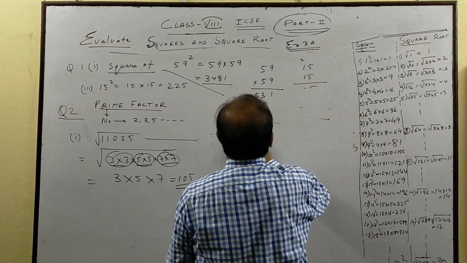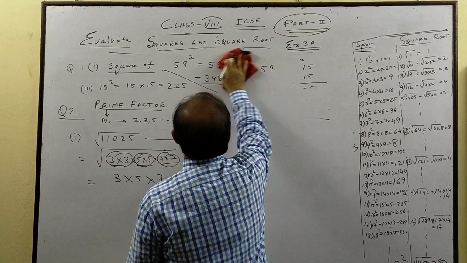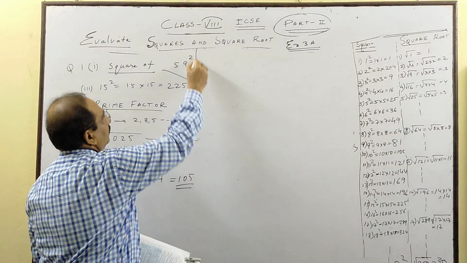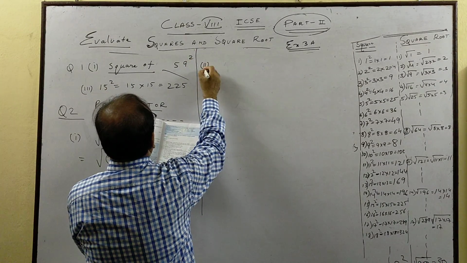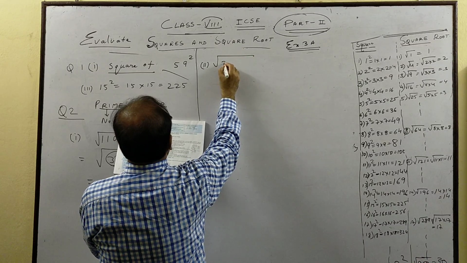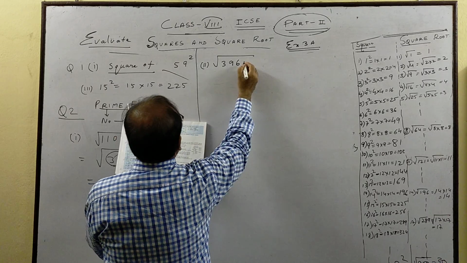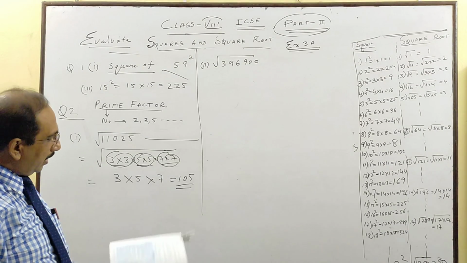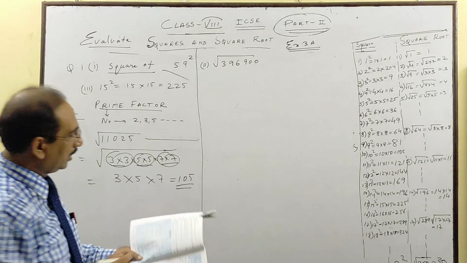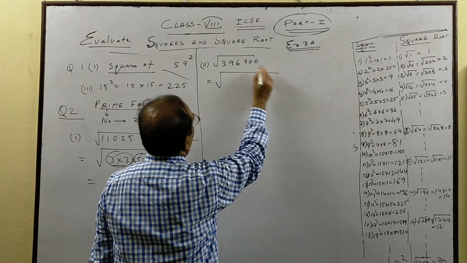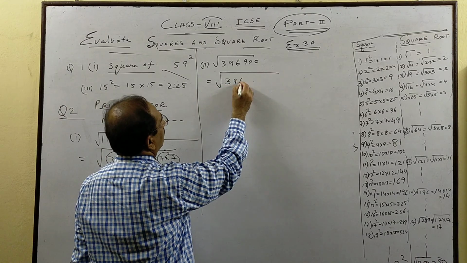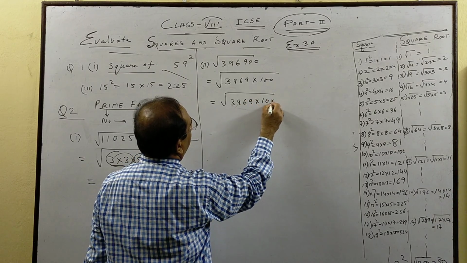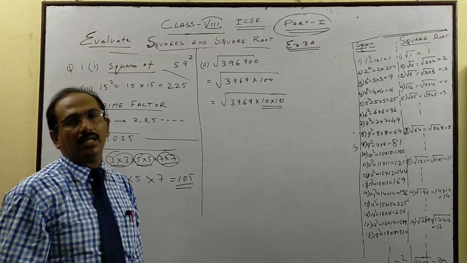So the next question is, we have to find the square root of question number 2, the square root of 396,900. So here we have to find the square root of this by the prime factor method. Don't take the full number, just write this number as 3969 into 100. And this 100 I can write as 10 into 10, and when I take the root, 10 will go out.